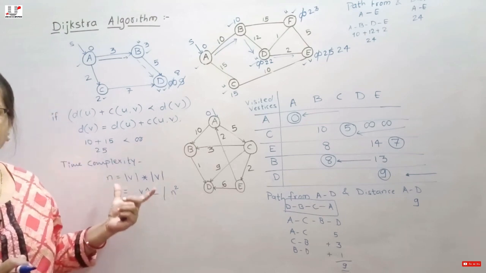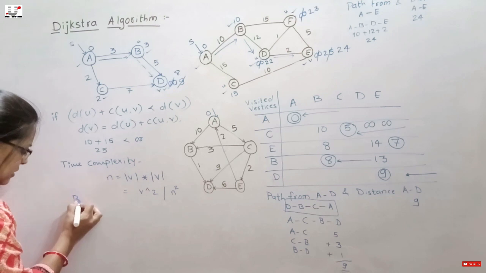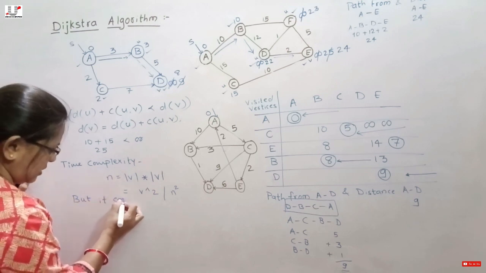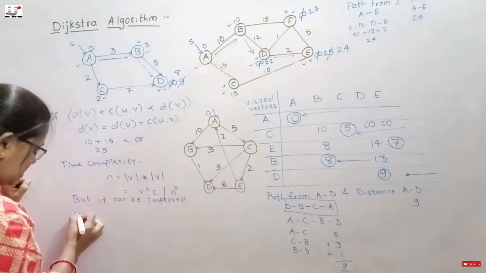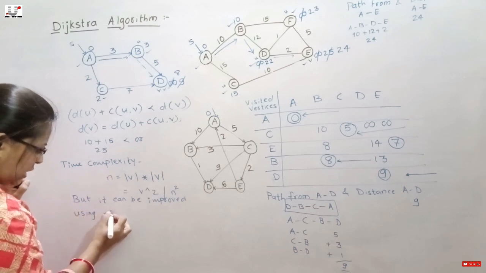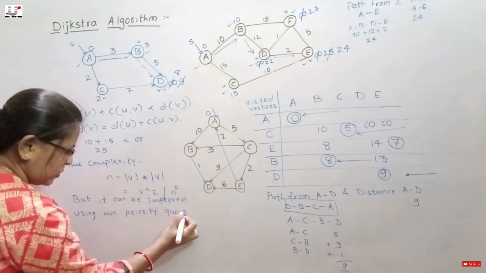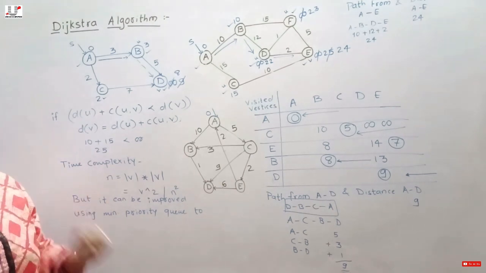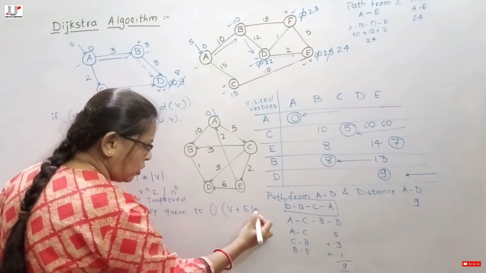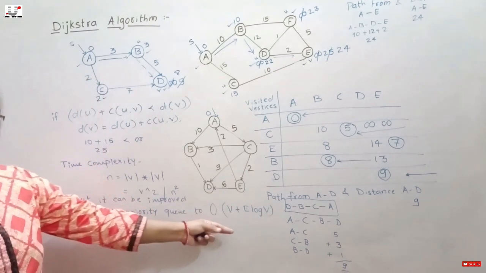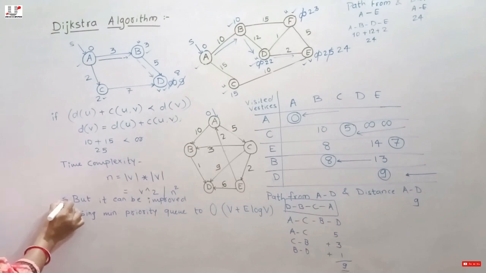But this can be improved by using a minimum priority queue, to big O of V plus E log V. This is the improved time complexity of Dijkstra algorithm.